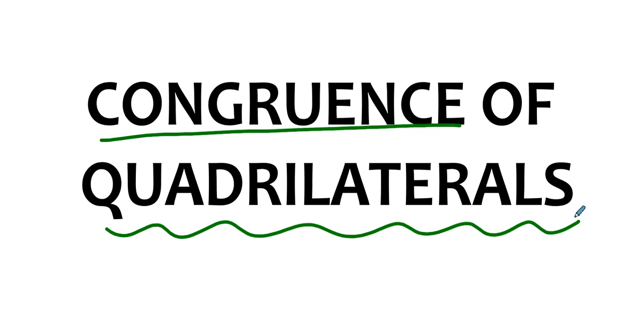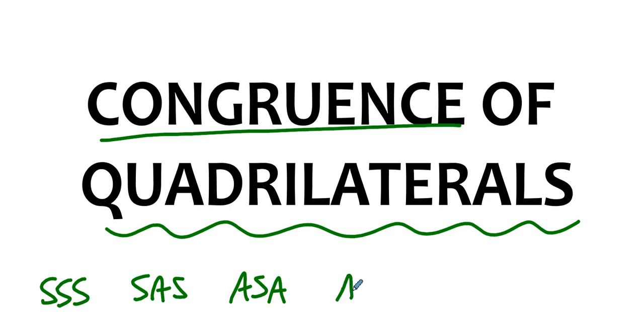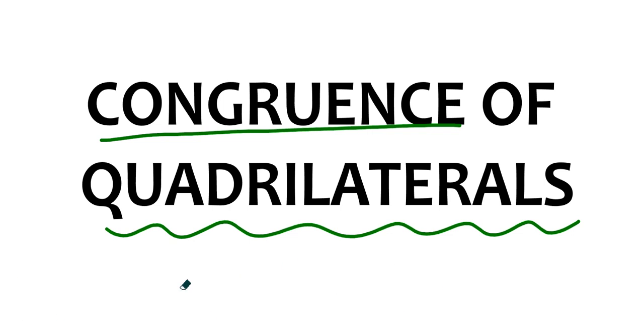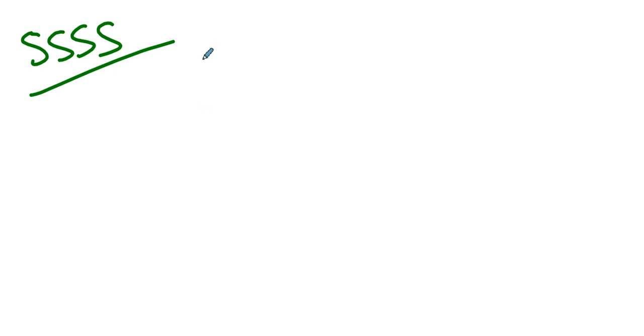When we prove triangles congruent, we know that this works, and we know that this works, and this works, and so we sort of wonder if everything works. So then we take that over to quadrilaterals, and we wonder if you have four sides of one congruent to four sides of the other, must they be congruent quadrilaterals?